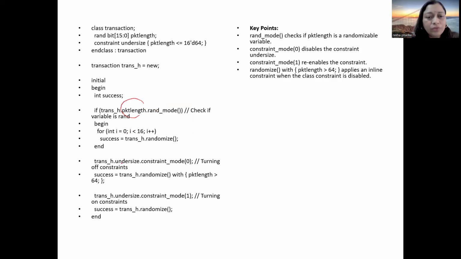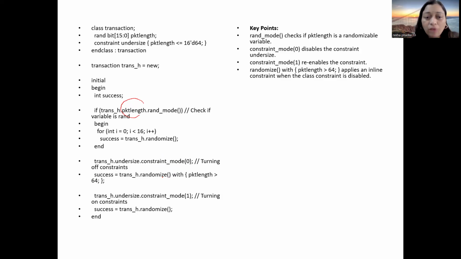Then I'm doing the constraint_mode implementation. I'm turning off the constraint on packet length. When I turn off the constraint, packet length has the freedom to have a value anywhere between 0 to 65536, because now it can take any combination of 16 bits. The mode is turned off. Then I'll randomize again, now with the inline constraint. What am I doing now? Let it not be less than 64.